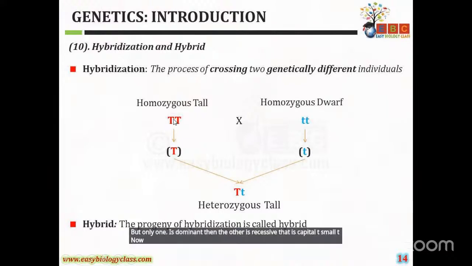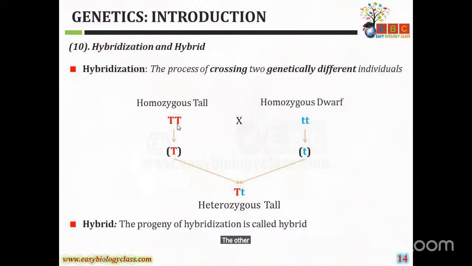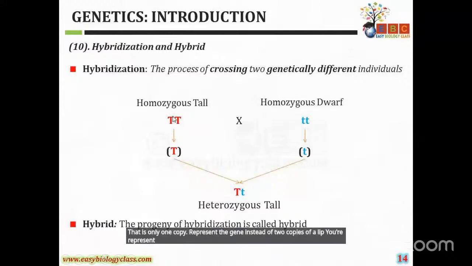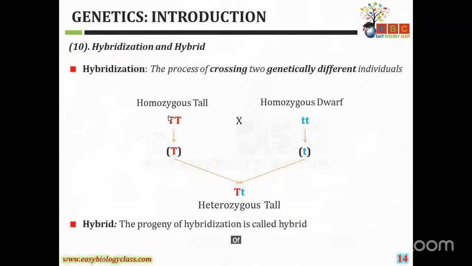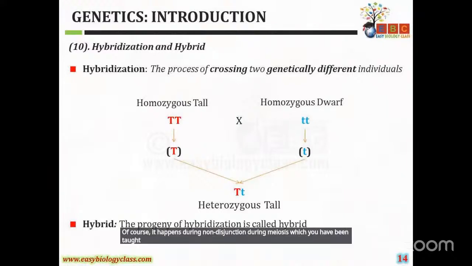Now, hemizygous is when the other is not present. That is, only one T is present. For instance, let's say only capital T is present. The other capital T is absent. That is T naught. That is only one copy represents the gene instead of two copies of the allele. Of course, it happens during non-disjunction, during meiosis, which you have been taught. So when only one is present, then you call that hemizygous.